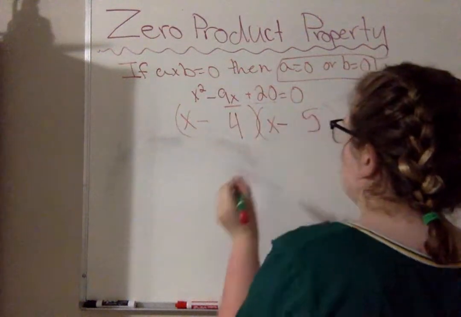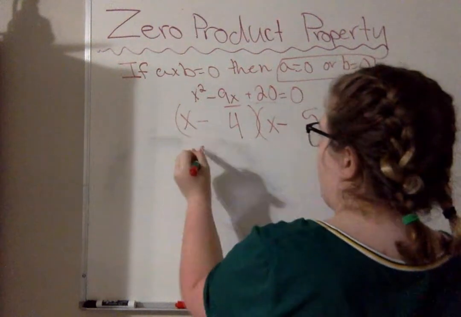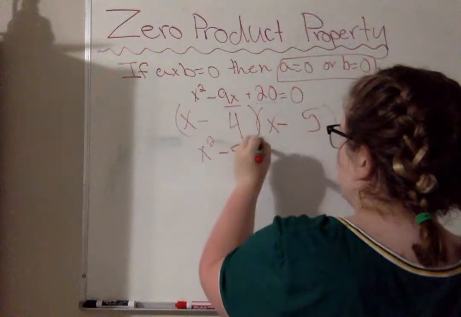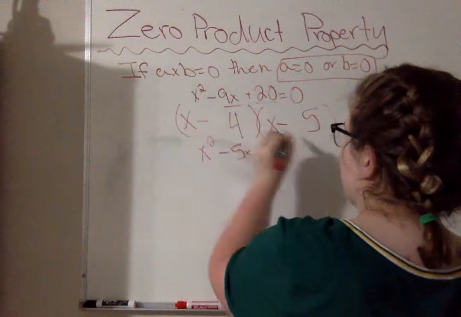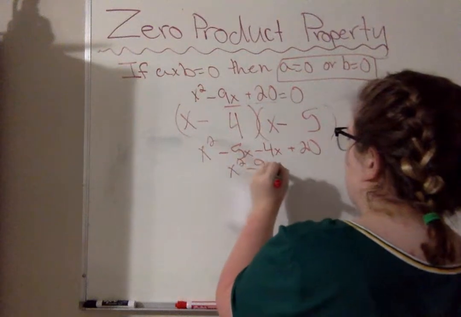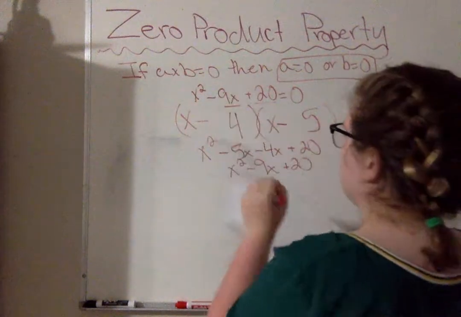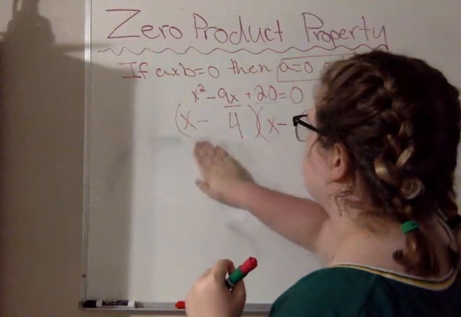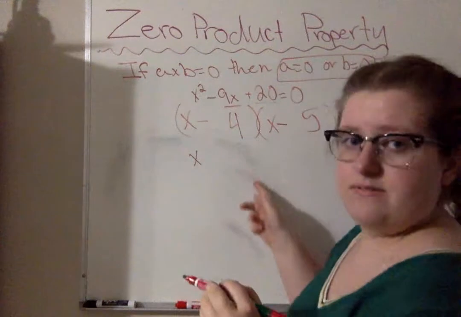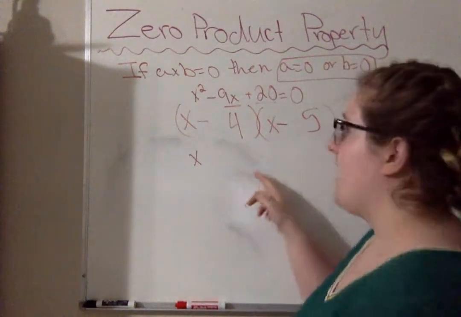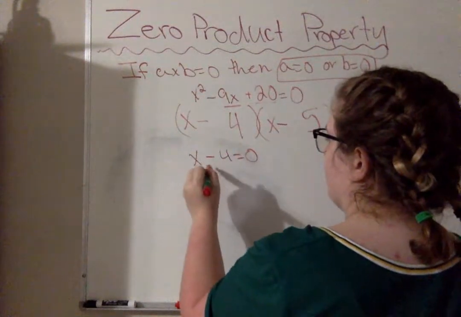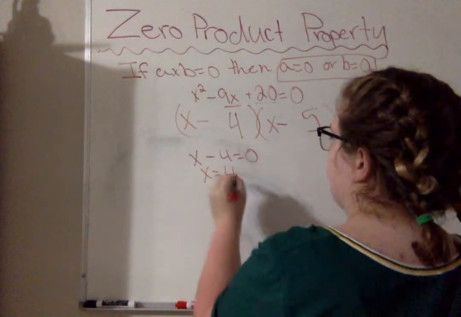So, we can quickly check it. x squared, and then minus 5x, minus 4x, and plus 20, and looky there, we get our original statement. So, we know that this works so far. Now, to solve it all the way, we will set x minus 4 equals 0, and we'll move it to the other side to get x equals 4.